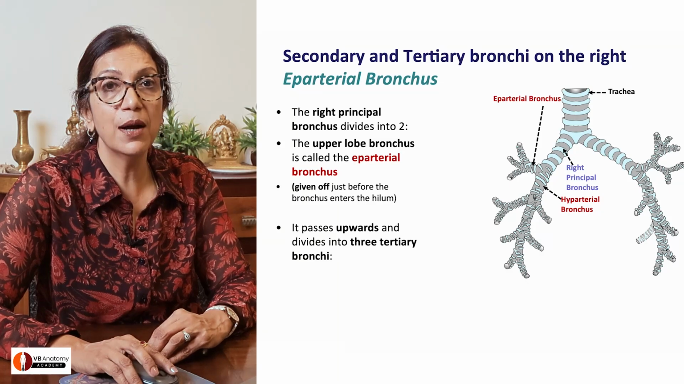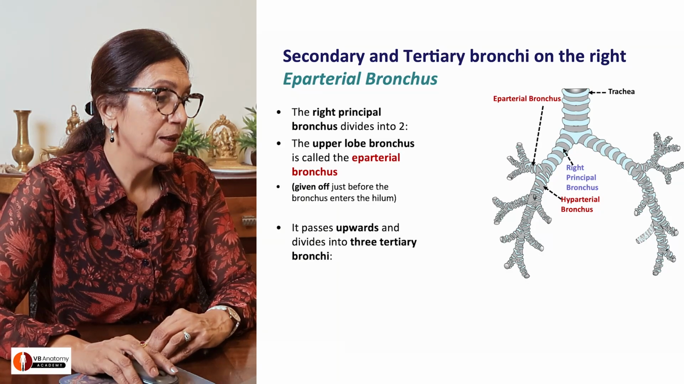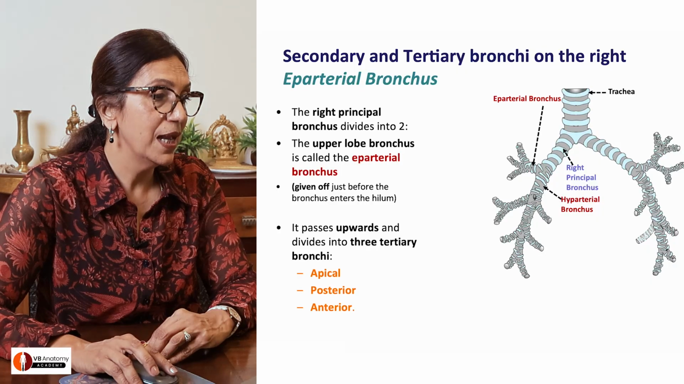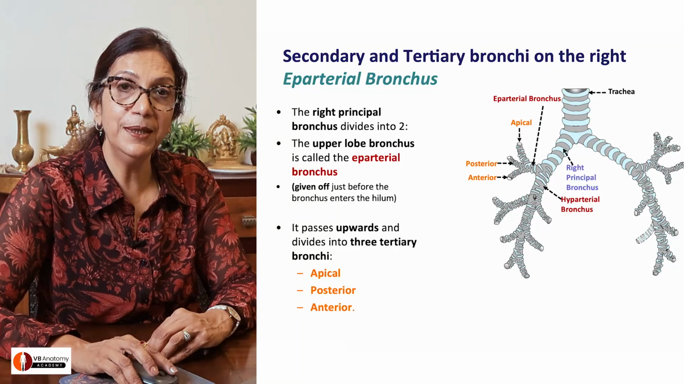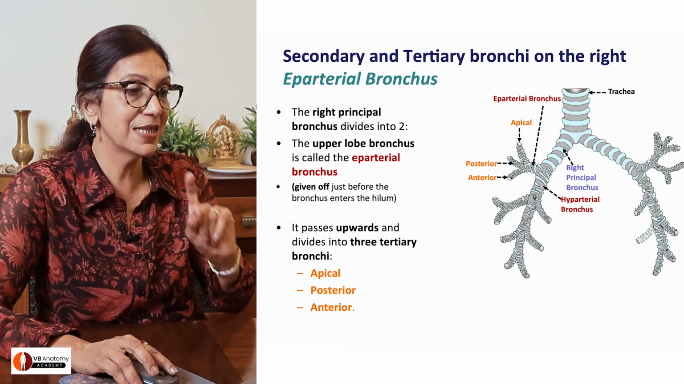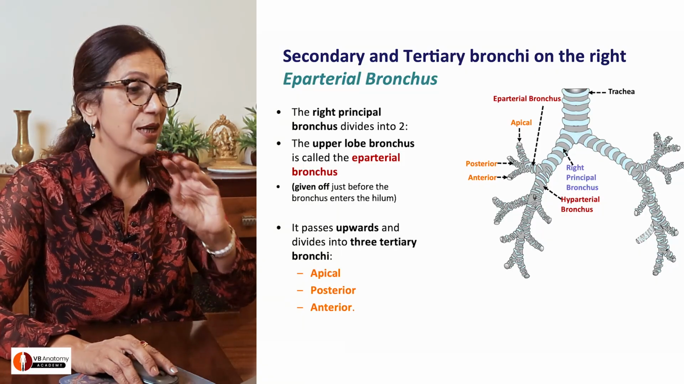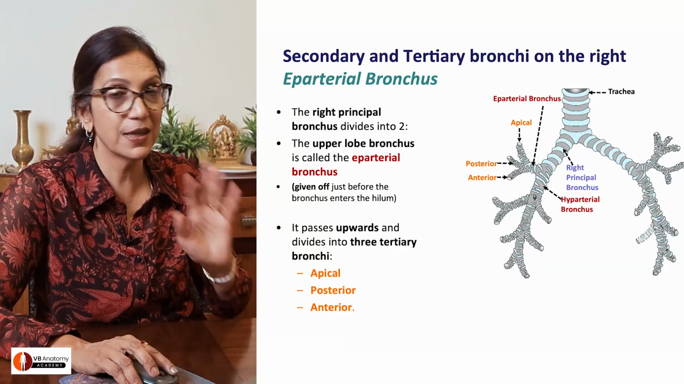The eparterial now divides into three tertiary bronchi: apical, anterior, posterior. Simple. Principal bronchus, secondary is the eparterial bronchus, tertiary are apical, posterior and anterior.